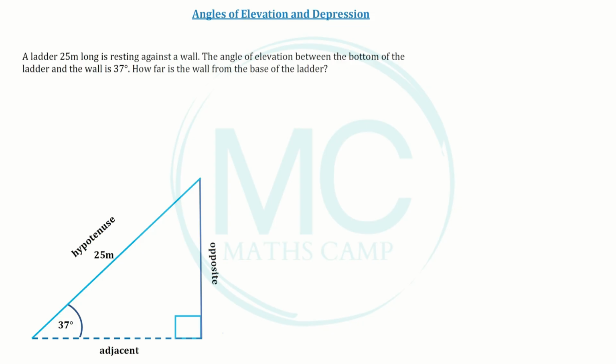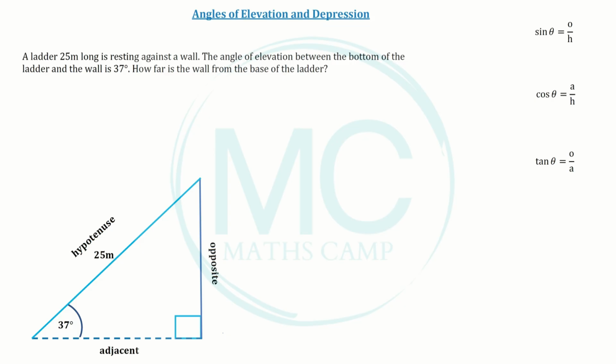From SOHCAHTOA, we know that sine theta is equal to opposite over hypotenuse. Cos theta is equal to the adjacent over the hypotenuse. And tan theta is equal to the opposite over the adjacent side. Now we have the value of the hypotenuse, and we need to find the length of the adjacent side. So we need a trigonometric ratio that uses both the hypotenuse and the adjacent, and cos uses both of these.